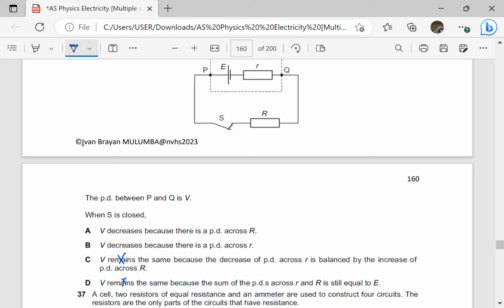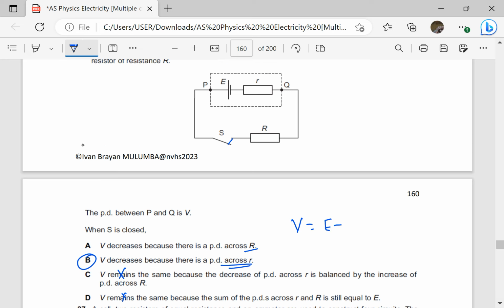It decreases because there is a PD across R. That is not the reason why it decreases. It decreases because there is a PD across the internal resistance. They are lost volts. Remember, PD is equal to the EMF minus the lost volts. Lost volts is the PD across the internal resistance, which is small r. This makes the terminal PD reduce.